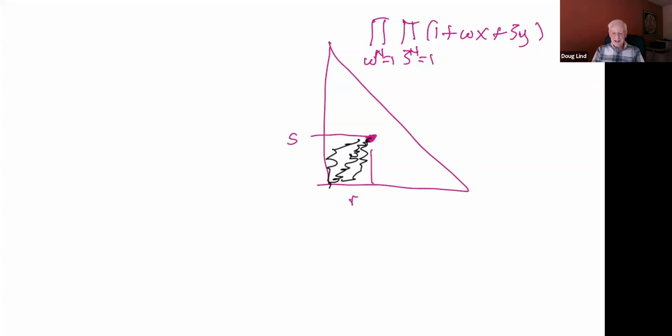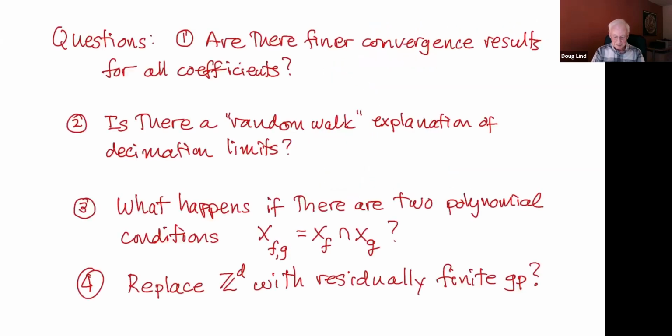And the funny thing is, for 1 plus x, we know the answer. We know exactly what has to happen when you add all of these things up. It grows like the decimation limit at that point. But is there any kind of random walk explanation for why that should be the case? Don't know. It's a very tempting sort of random explanation that may actually be a very interesting mathematical problem.